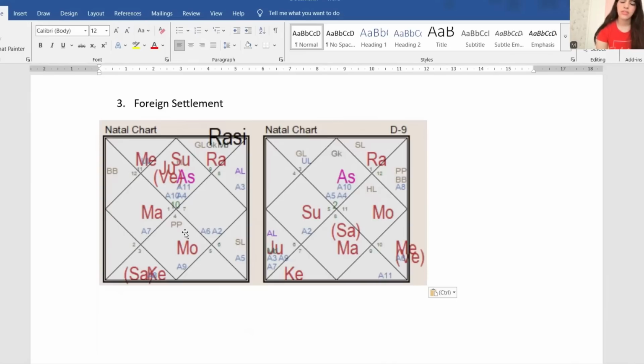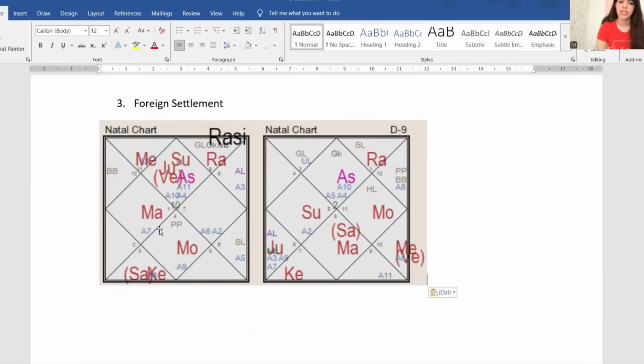And also, we see that Mars is still a malefic planet. Even though it is the fourth lord in this case, it is still considered a malefic planet. So we have a combination of Rahu and Mars happening on the fourth house. And a very peculiar thing about this chart is that there are 5 planets sitting in the Chara Rashis, the movable signs.